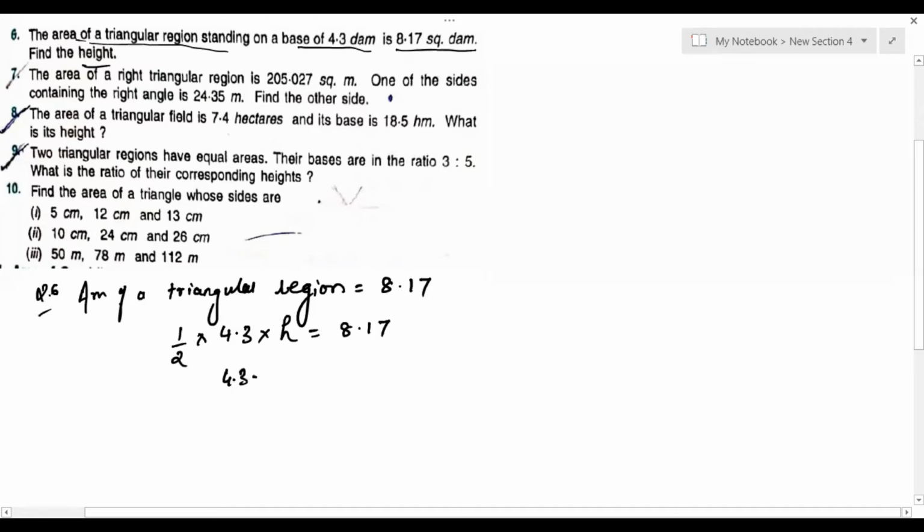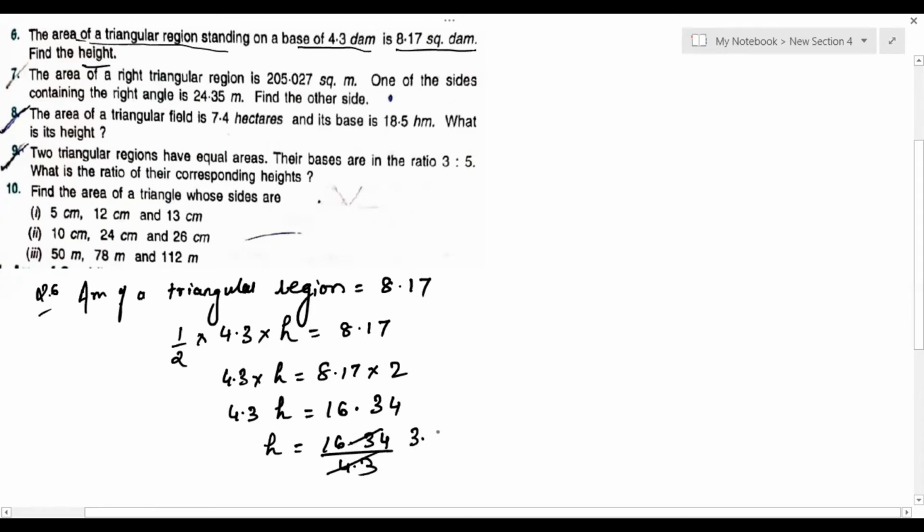So 4.3 into height will be 8.17 into 2. 8.17 into 2 will give you 16.34. So the height will be calculated when you divide 16.34 by 4.3. On dividing it, we will get the answer as 3.8. So the required height is 3.8 decameter.